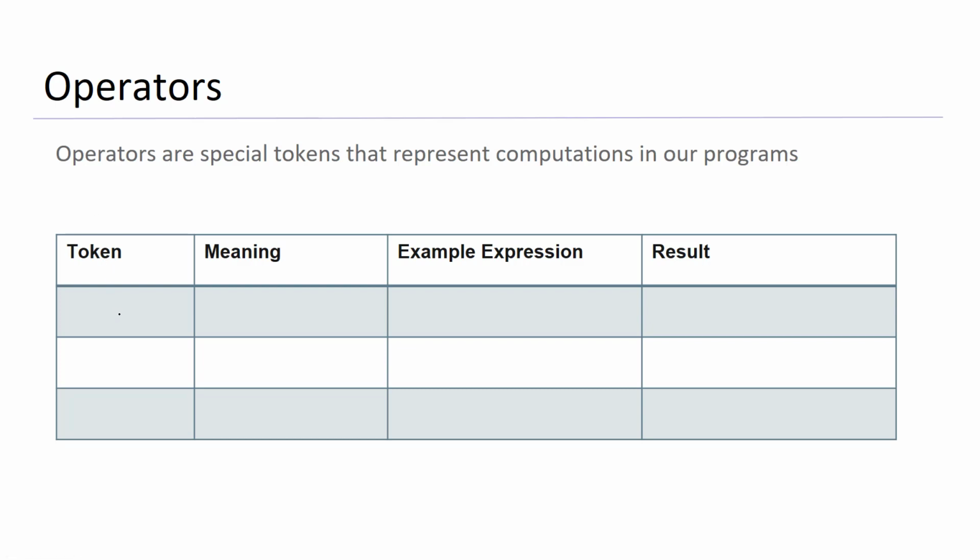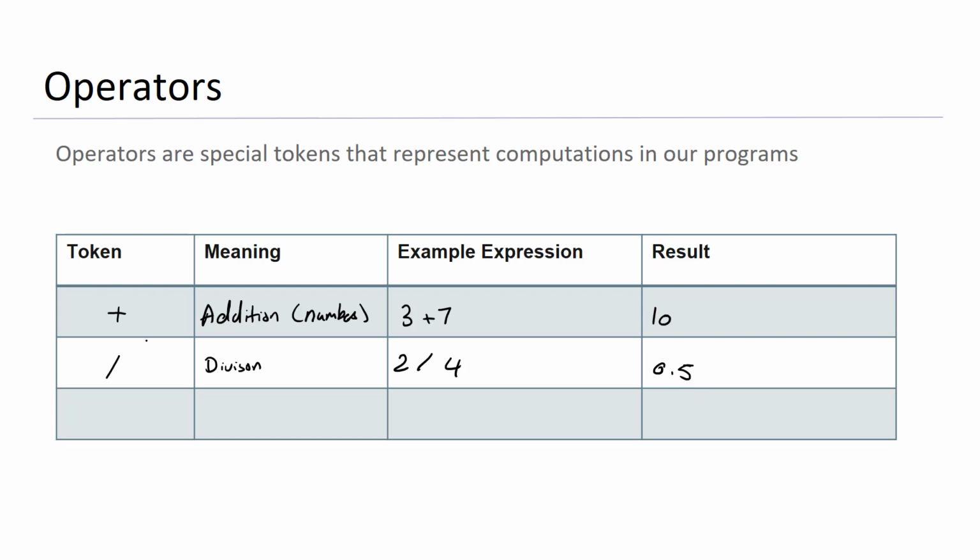For example, the token plus represents the addition operation if it is used in the context of numbers. For example, 3 plus 7 is an expression that represents the addition of the numbers 3 and 7, which results in the number 10. Similarly, the forward slash represents the division operator. And if you write the expression 2 forward slash 4, this represents dividing 2 by 4, which results in 0.5.